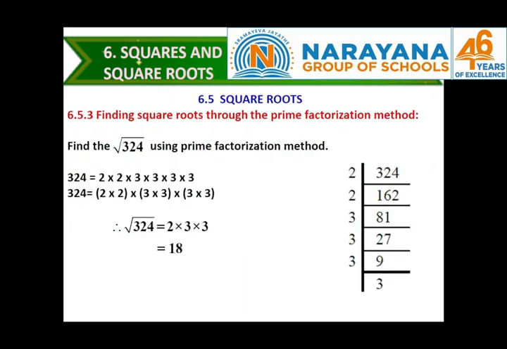This is an example. 324. I am going to express 324 as 2 into 2 into 3 into 3 into 3 into 3. Now I am pairing two same factors. So the first 2 2s are in one bracket, the next 2 3s in one bracket, and 2 3s in another bracket. While finding the square root, out of 2 2s I need to take one 2. Out of 2 3s in the first pair I am going to take one 3, and from the second pair I am going to take one 3. So root of 324 is equal to 18.